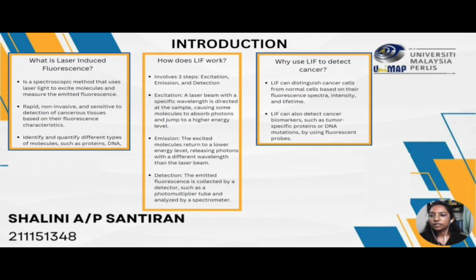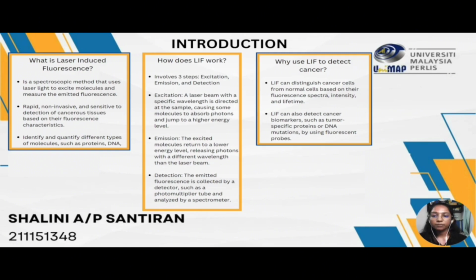We can also use laser-induced fluorescence to identify and quantify different types of molecules such as proteins, DNA, and many more. So how does LIF work? It involves three main steps, which are excitation, emission, and detection. During the first step, excitation, a laser beam with a specific wavelength is directed at a sample, causing some of the molecules to absorb photons and jump to a higher energy level.